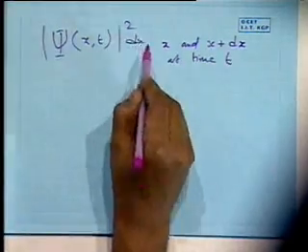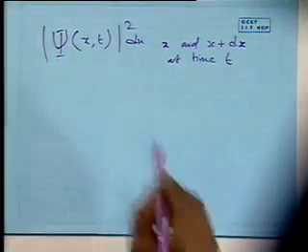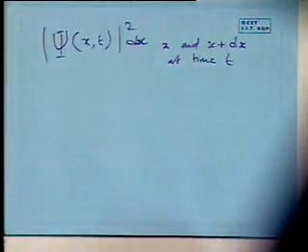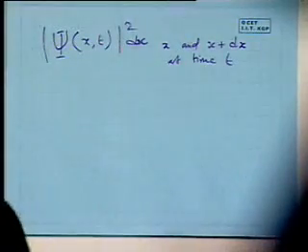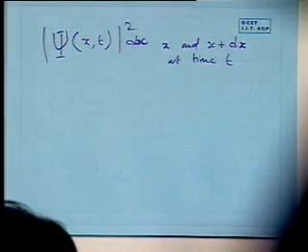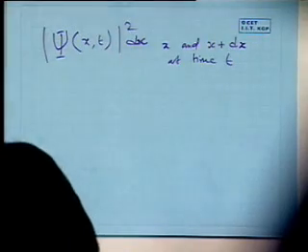I'm sorry, dx will be there. Yes, you're right. There is a dx term here. Psi, the amplitude squared, times dx, is the probability of locating it between x and x plus dx at time t.